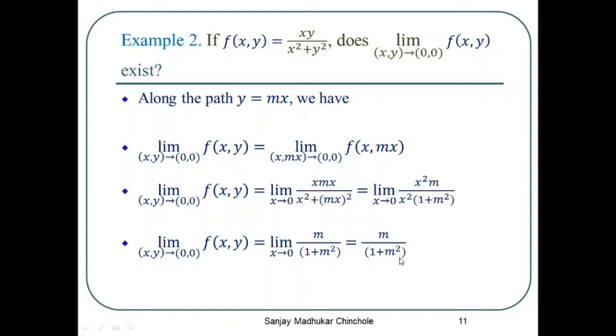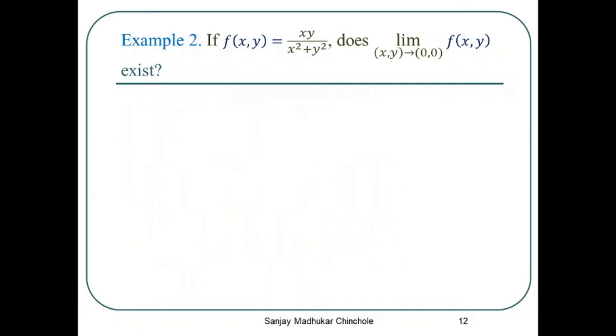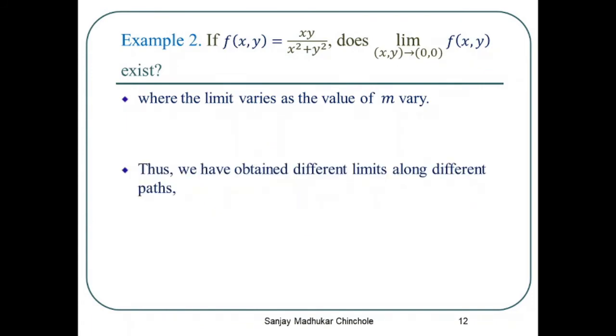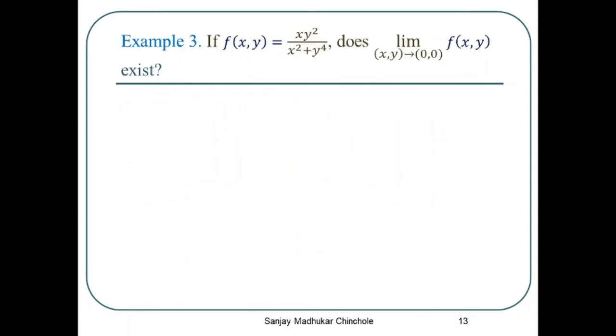Here, if we substitute different values of m, then we get different values of the limit of f(x, y) as (x, y) tends to (0, 0). And therefore, by the non-existence criterion for the limit of a function, we can say that the limit varies as the value of m varies. Thus, we have obtained different limits along different paths, so the given limit does not exist. Third example: if f(x, y) is equal to xy square upon (x square plus y raised to 4), does the limit of f(x, y) as (x, y) tends to (0, 0) exist?